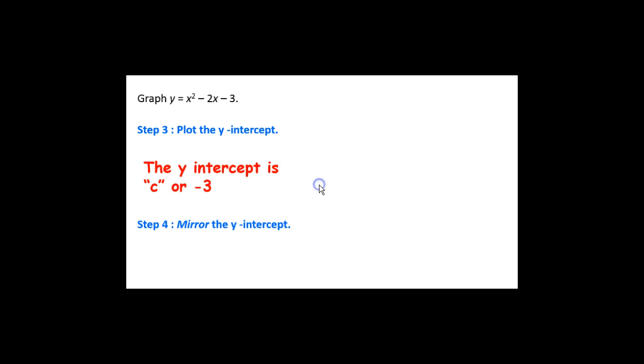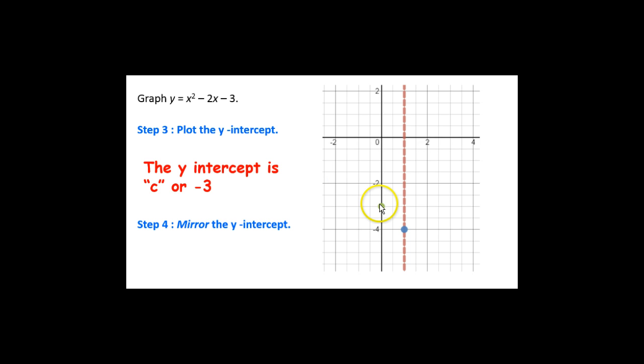Then we can find the y-intercept. This is pretty quick. It's right here at negative 3, so we plot that on the y-axis. And after we do this, a lot of you skip this step. We need to mirror the y-intercept over here across the axis of symmetry. And that's how you get your third point.